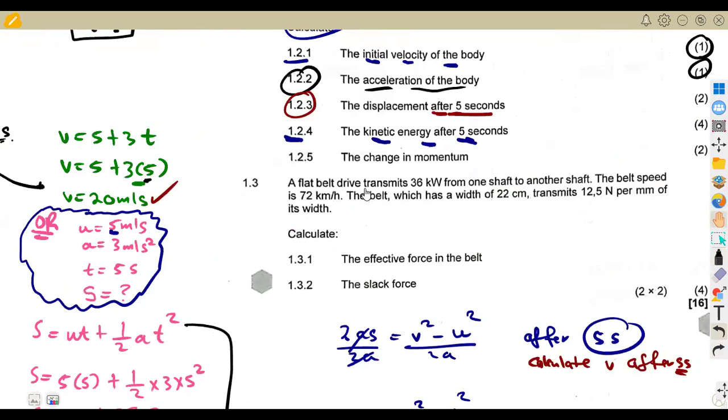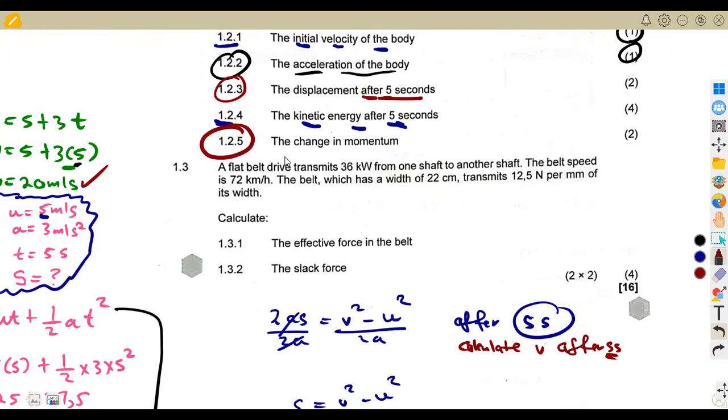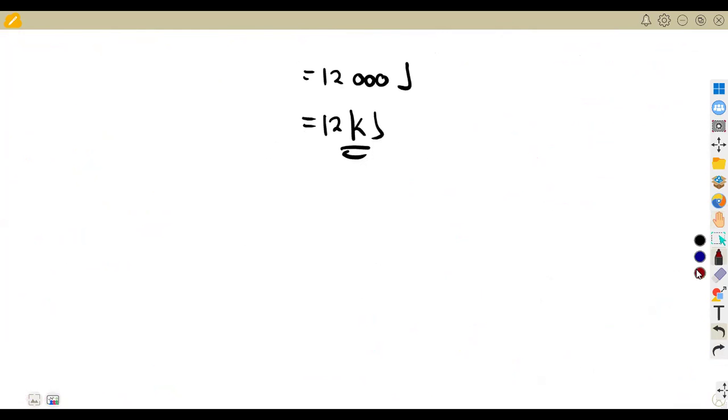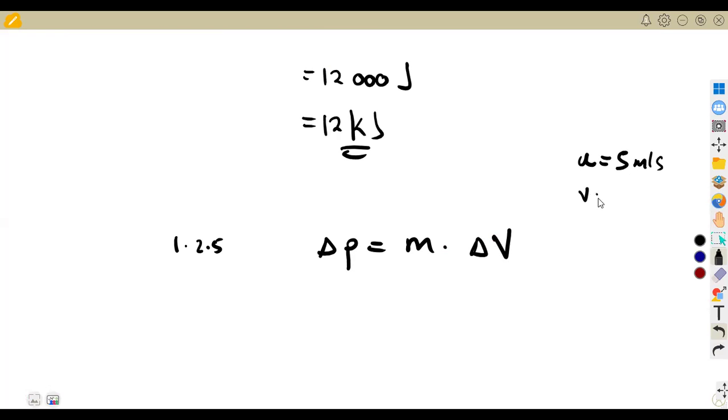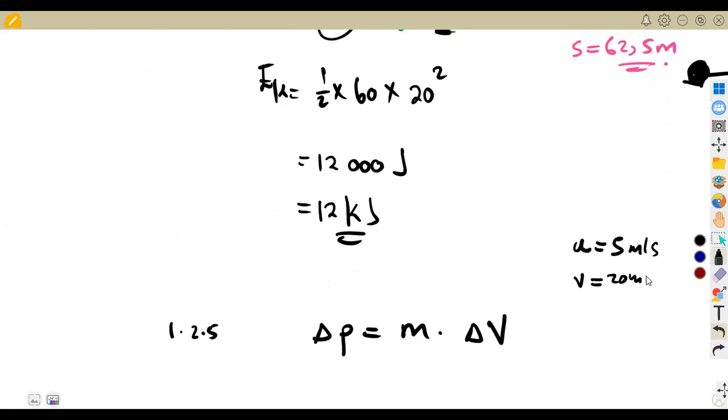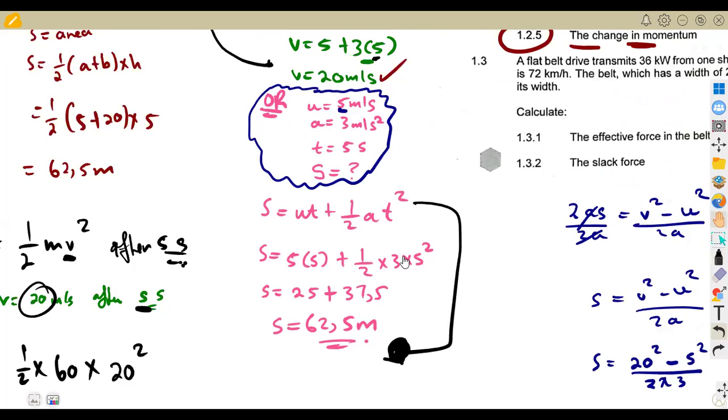Let's see the other part of the question. Now they want us to calculate on 1.25 the change in momentum, and that's 2 marks. As we know, the change in momentum is also affected by the velocity. We know that the change in momentum is equal to the mass times the change in velocity. Meaning to say our velocity has changed. Remember, we started with an initial velocity of 5 meters per second, and finally, after 5 seconds, our velocity was now at 20 meters per second. So the velocity has changed. That's why they need us to calculate the change in momentum.